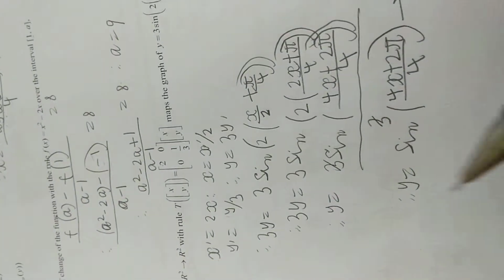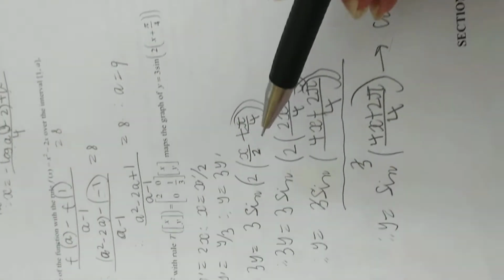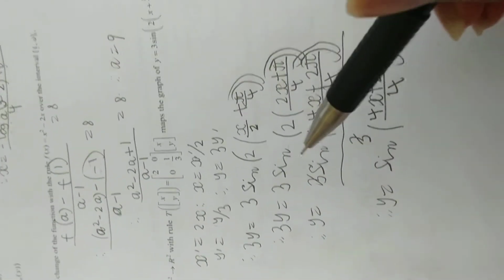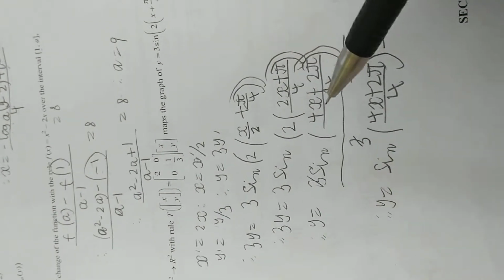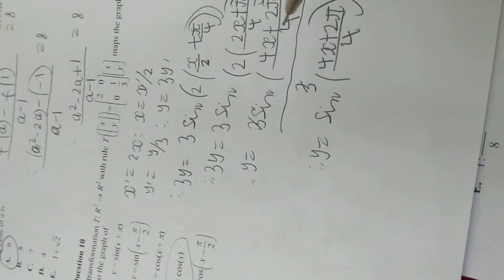So y equals 3 sine(2(x + pi/4)). Simplify that: multiply 2 by that, and then all over 3, so then you get sine((4x + 2pi)/4). But notice how none of the options are that.